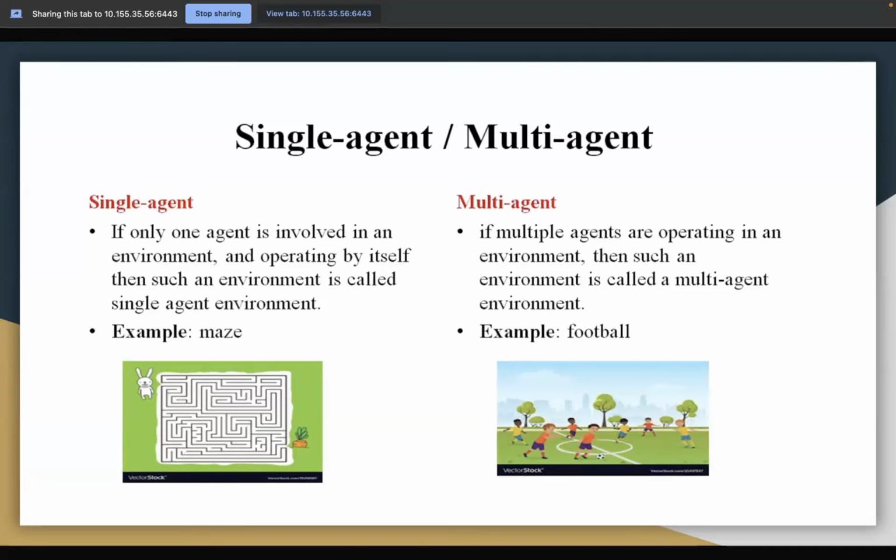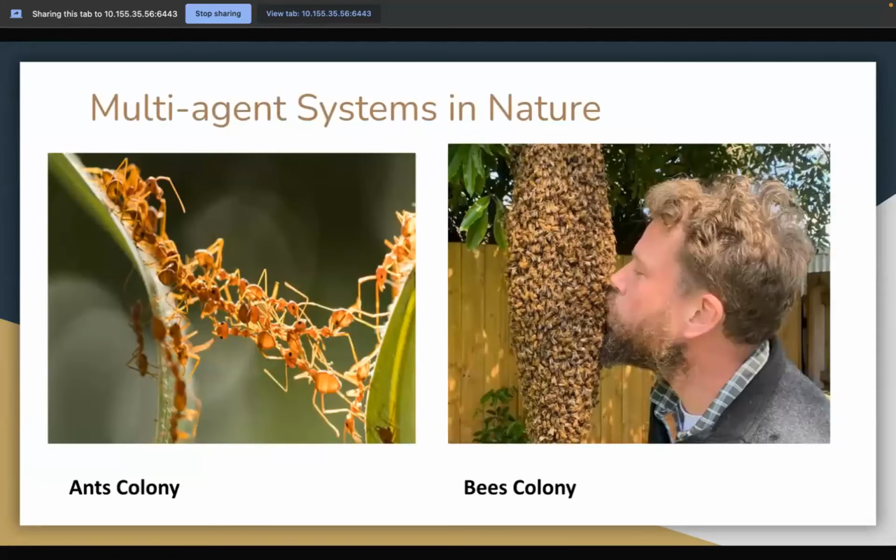For example, playing football, or if we take examples from nature, there are lots of multi-agent systems that have been working collectively, in a group, in a swarm, successfully for millions of years. The ant colony and the bee colony are among the most successful groups of biological intelligence systems in nature.